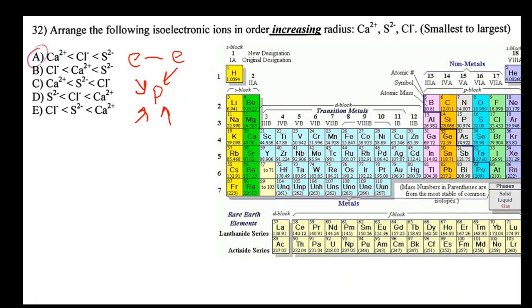So just looking here, calcium is number 20, so that's going to have 20 protons. And then sulfur is going to have 16 protons. And then, what was the last one? Chlorine is going to have 17 protons. So calcium has 20 protons, which means it's going to have a lot of protons trying to pull in the same amount of electrons compared to the other two, so it would be the smallest. Likewise, sulfur has the fewest protons trying to pull the electrons in, so it would be the largest out of the bunch. So that would give you your answer of A.